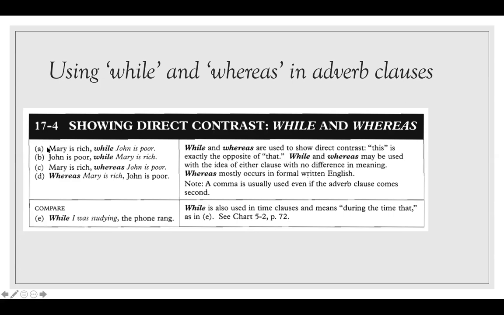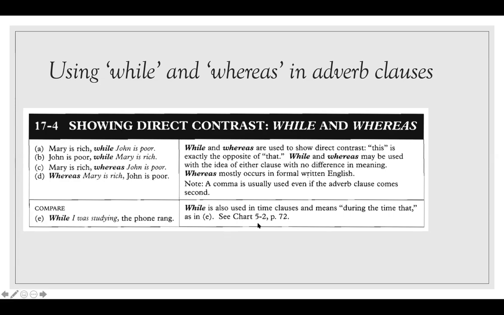So let's see the example. Mary is rich, while John is poor. Here, while John is poor is a dependent clause. It's dependent on the independent clause, Mary is rich. So two different ideas. And you can see there's a comma here, even though it's at the end of the sentence. John is poor, while Mary is rich. Same thing. While Mary is rich, still dependent, still a comma. Mary is rich, whereas John is poor. Whereas Mary is rich, John is poor.